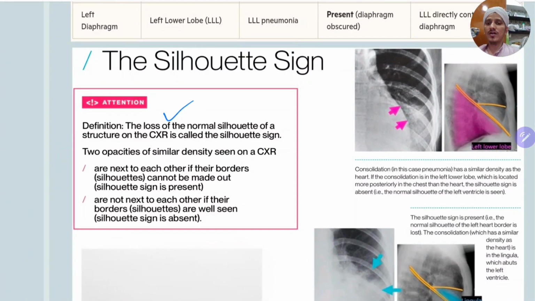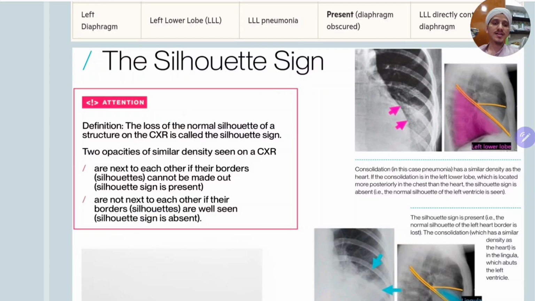Again, the loss of the normal silhouette of a structure on the chest X-ray is called the silhouette sign. Normal silhouette is the normal border. If you are not appreciating a border, that is the silhouette sign. Two structures of similar densities seen on a chest X-ray are next to each other if their borders cannot be made out. They are not next to each other if their borders are well seen. Then the silhouette sign is absent.